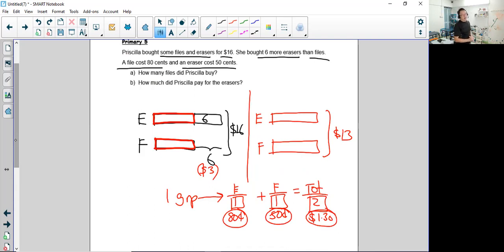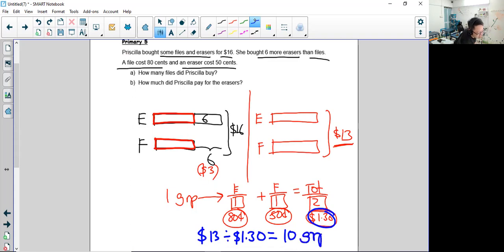Then you look carefully. How many groups make up $13? How many groups are there in $13? So you go back to one group, your equal number of erasers and files, and you look for the total amount. One group, the total money is $1.30. So you take $13 and divide by $1.30 and you will get 10 groups. And again, that's an important number. 10 groups. You're going to use that to find a lot of things.